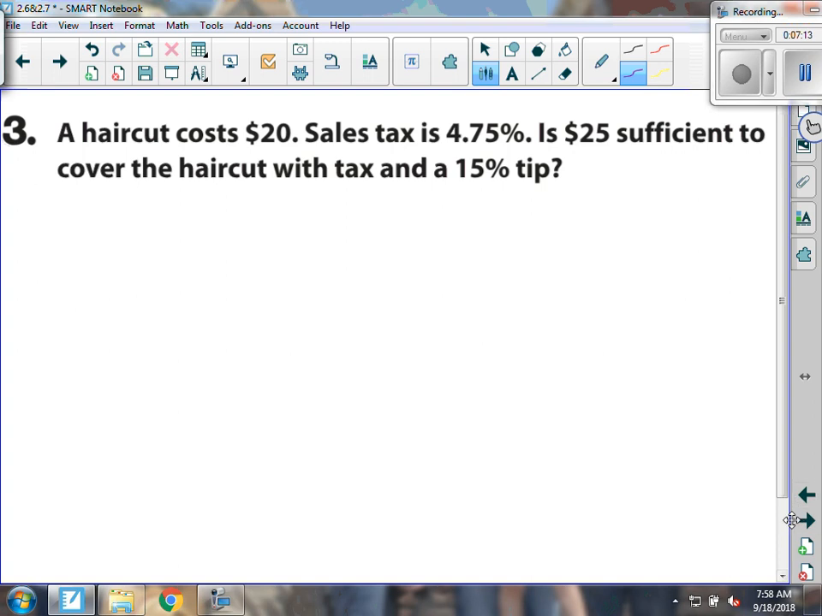Okay, copy this one down. A haircut costs $20. Sales tax is $4.75. Is $25 sufficient to cover the haircut with tax and a 15% tip?